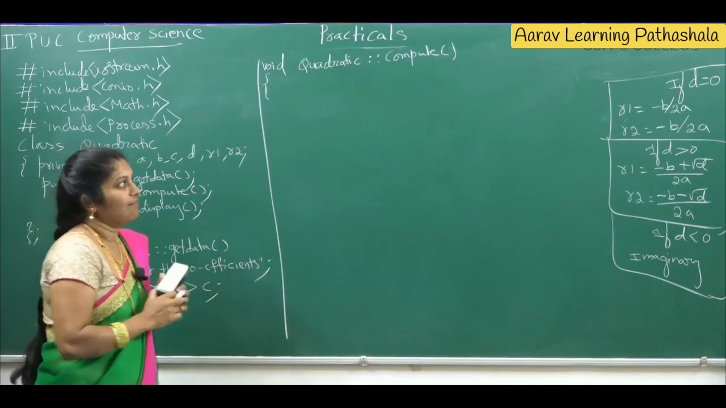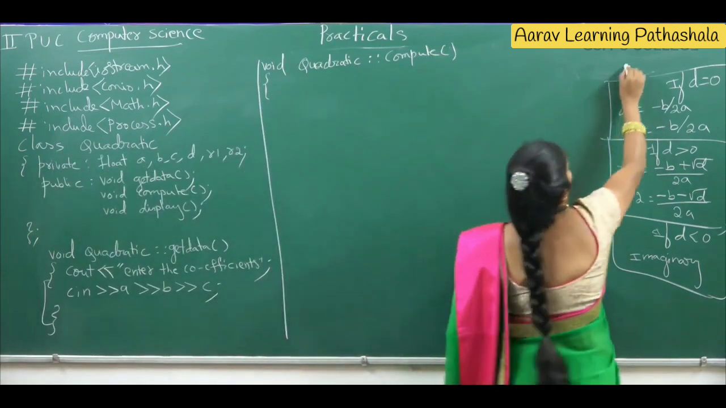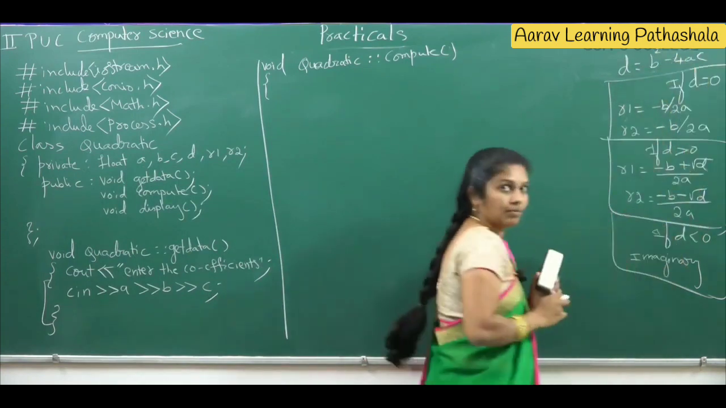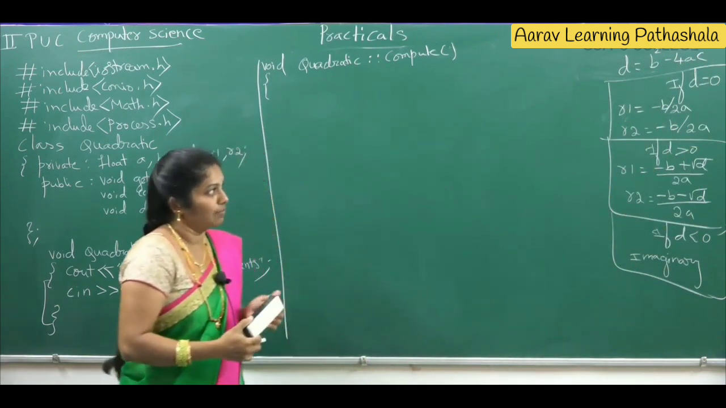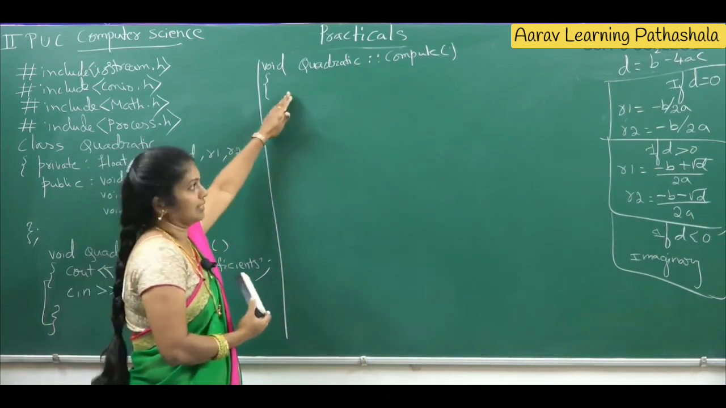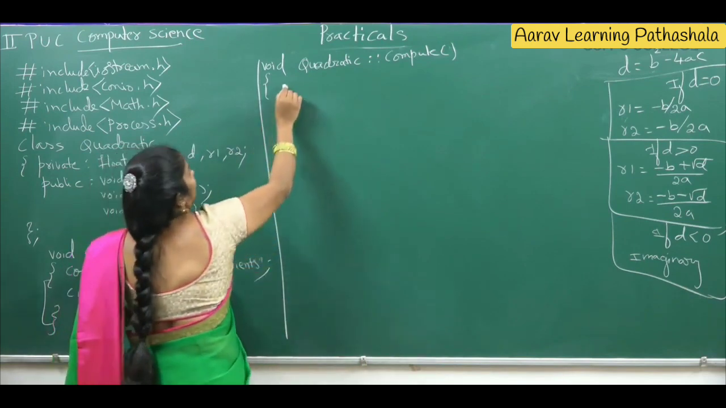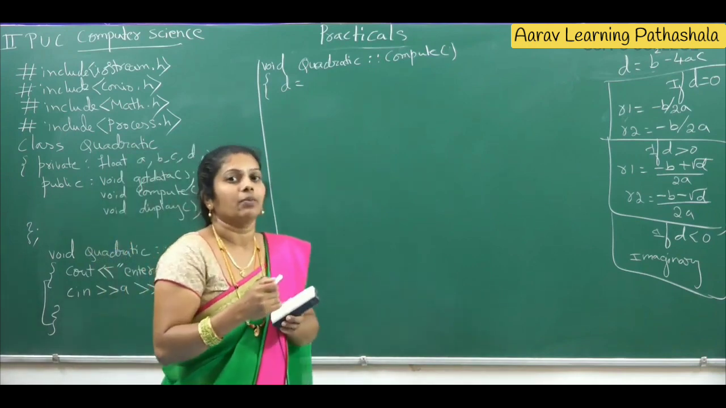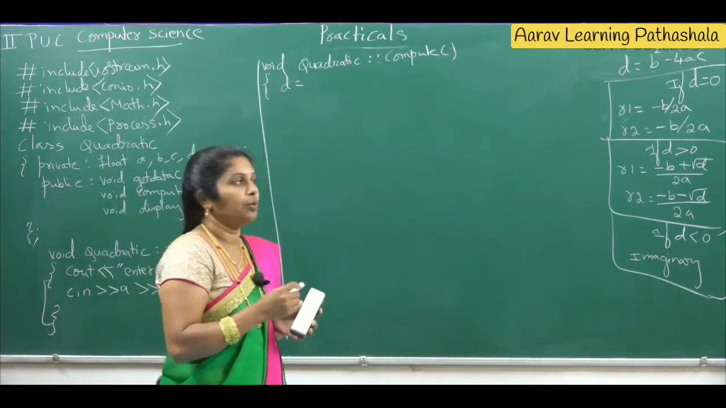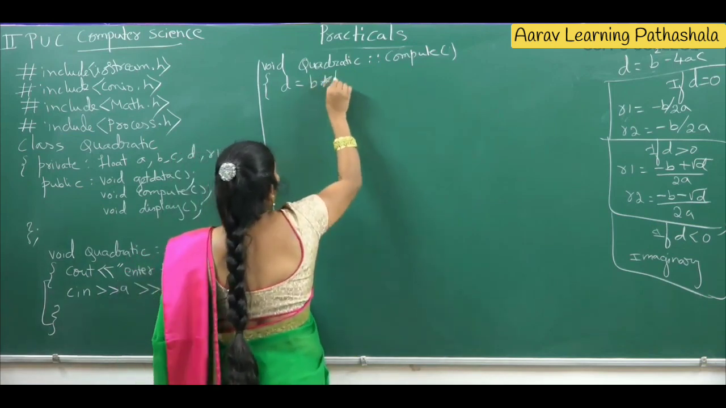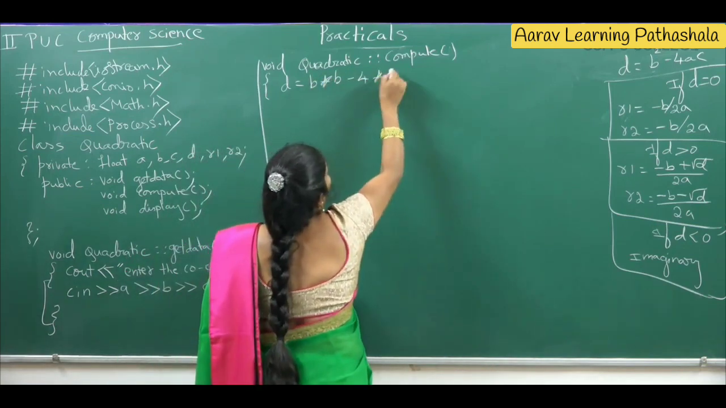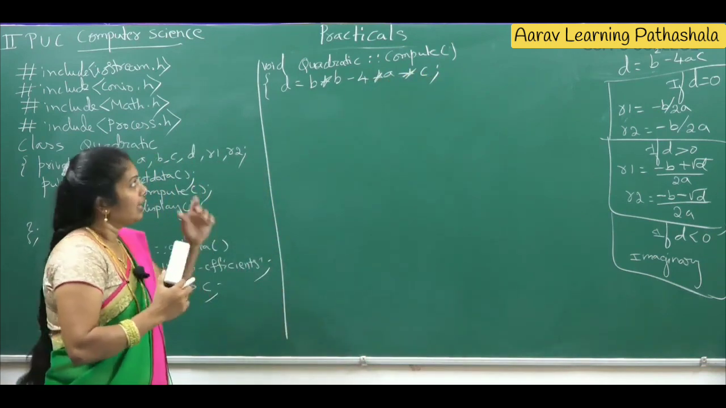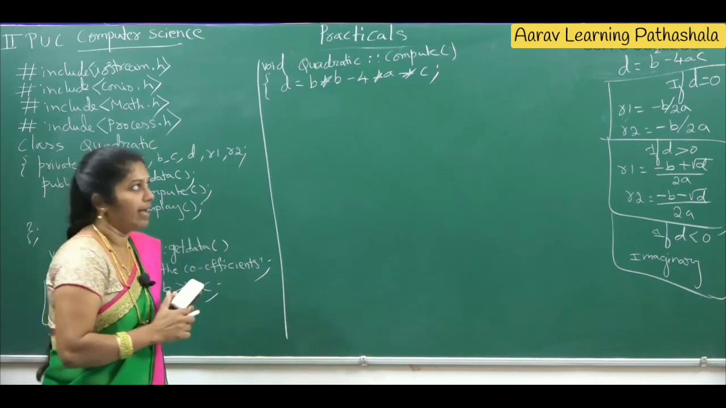Now, what is the first thing? First we have to find the discriminant. What is the discriminant formula? d equals b square minus 4ac. Only if I know the discriminant can I find root 1 as well as root 2. So the first step is to find the discriminant, d equals b square minus 4ac. Directly I cannot write b square in C++, so what do I have to do? b into b minus 4 into a into c. Now write down the conditions one by one.